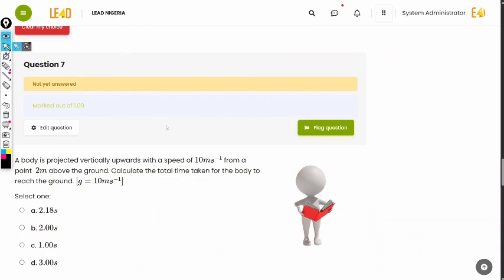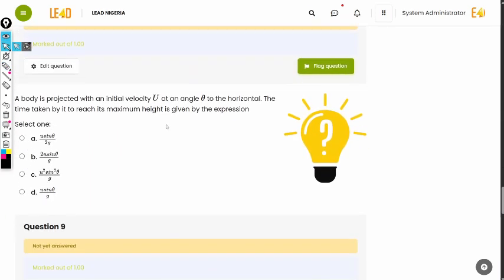Let's move on to question 8. Question 8 says, a body is projected with an initial velocity u at an angle theta to the horizontal. The time taken by it to reach maximum height is given by the expression. So that will be u sine theta over g, right? So that's option D.